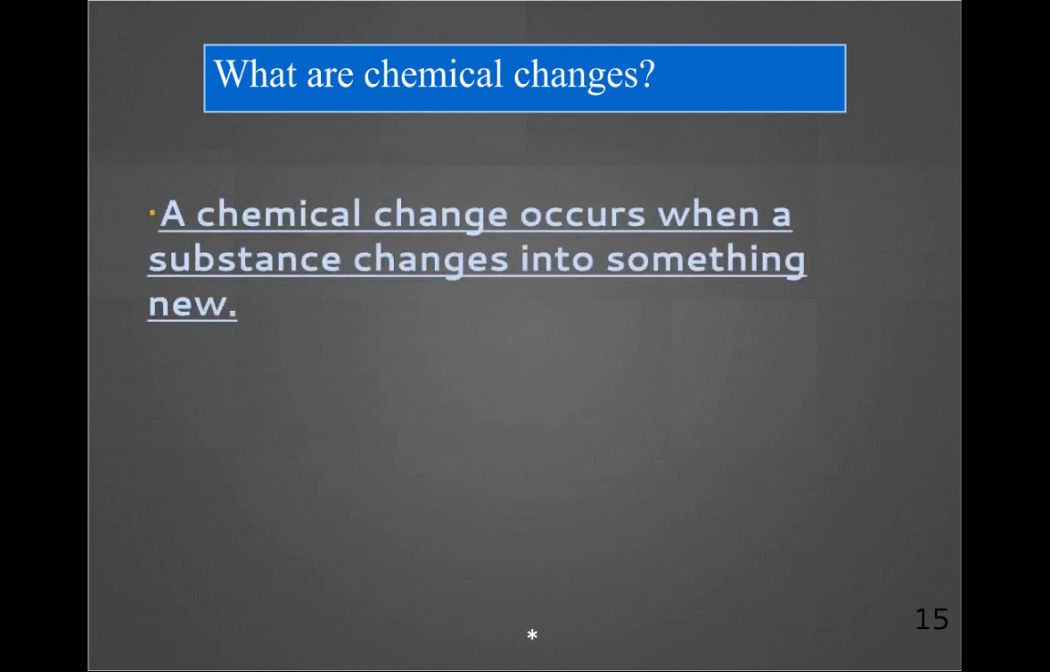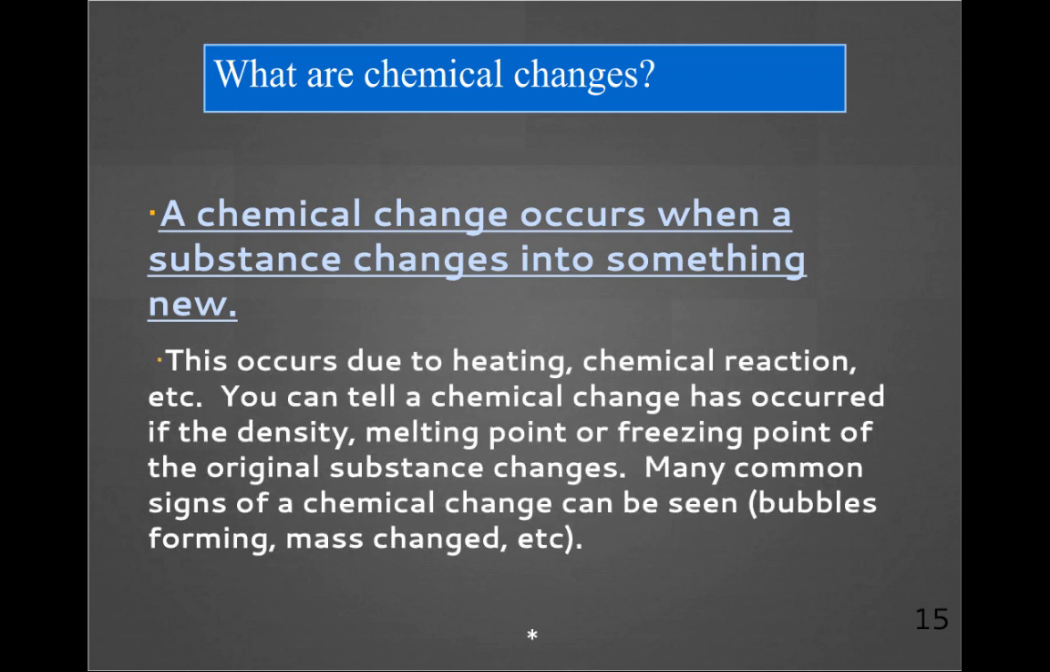So, a chemical change occurs when a substance changes into something new. This can occur due to heating, chemical reactions, etc. You can tell the chemical change has occurred if the physical properties, the density, melting point, freezing point of the original substance are now different.